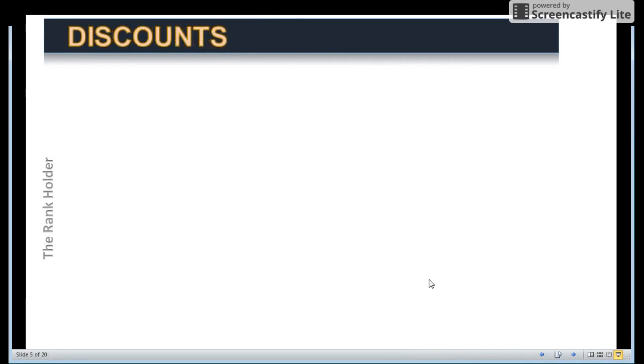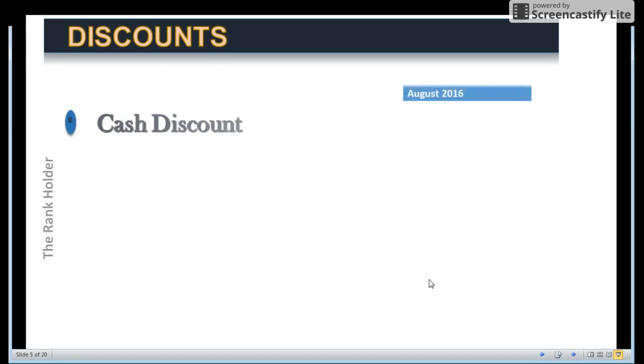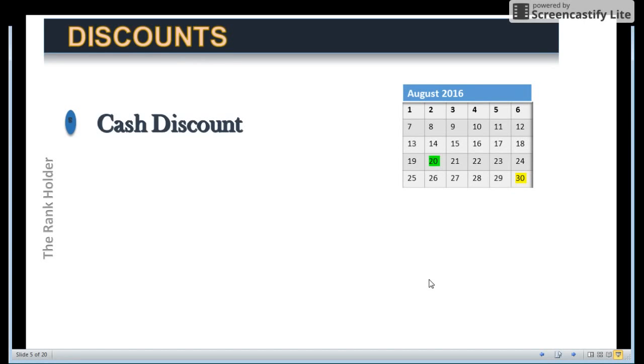Next comes cash discount. Unlike trade discount, cash discount is not given at the time of purchase. It is given only when the buyer makes the payment within the set time limit. Hence, it is not to be deducted from the purchase price. We will discuss cash discount in detail while solving problems.